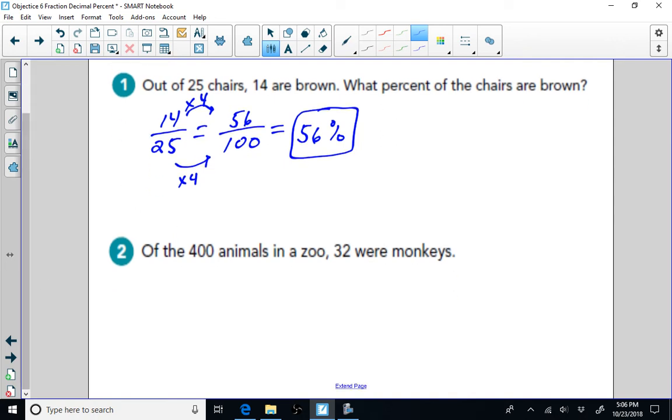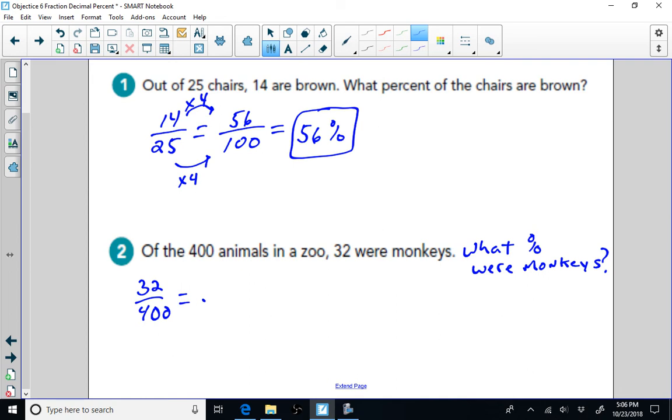Let's look at our next example. Of the 400 animals at the zoo, 32 were monkeys. We want to know what percent were monkeys. So I start with my first ratio, 32 out of 400.